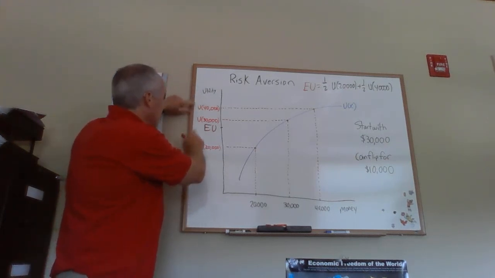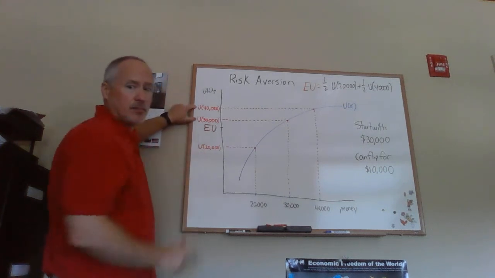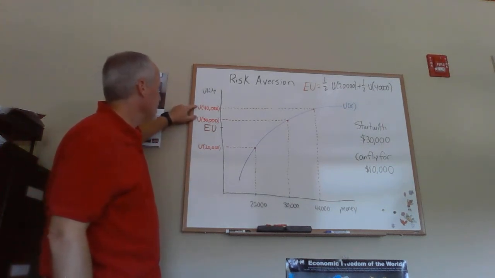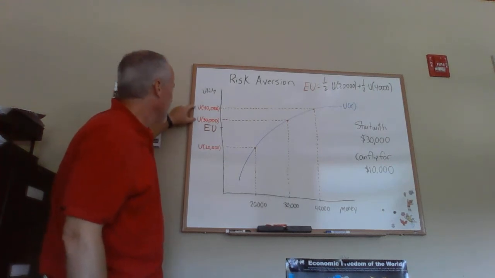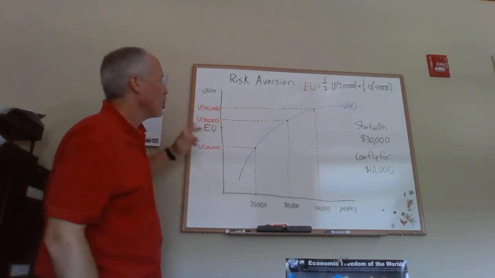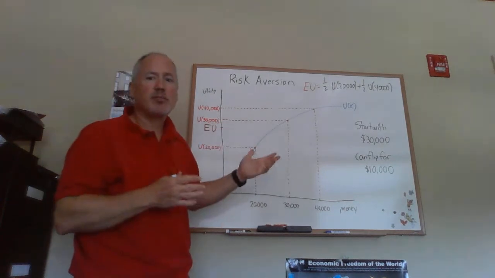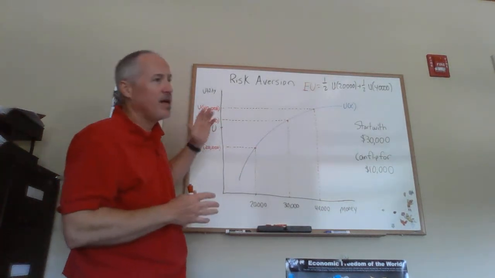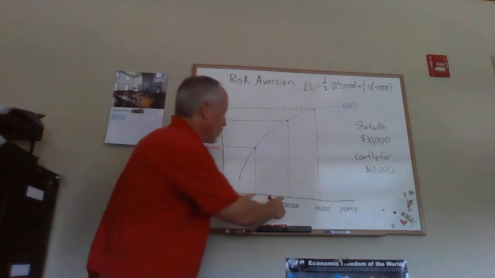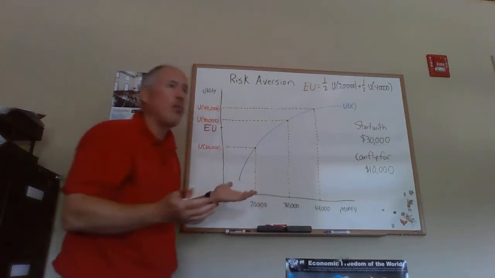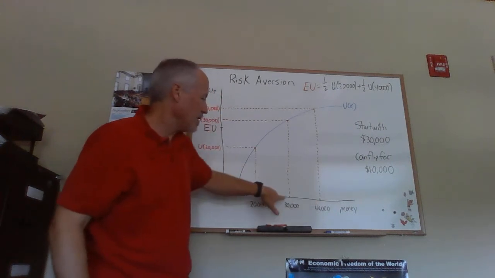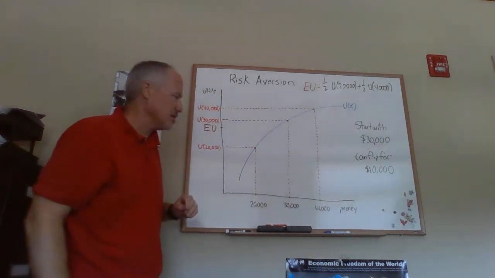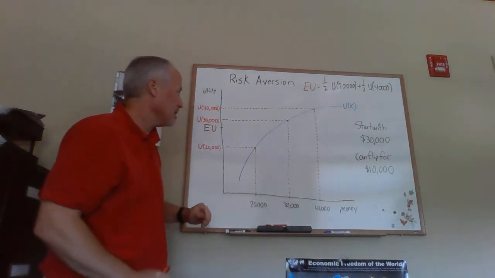this difference here has to be bigger than this difference here. The difference between utility of $40,000 minus the utility of $30,000, that's going to be smaller than this. Why is that? Well, because of what we said in terms of the shape of this utility of money curve. It's becoming flatter. We have the same slope is rise over run. We have the same run in each case.